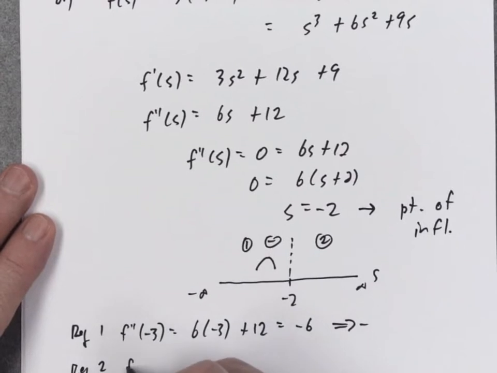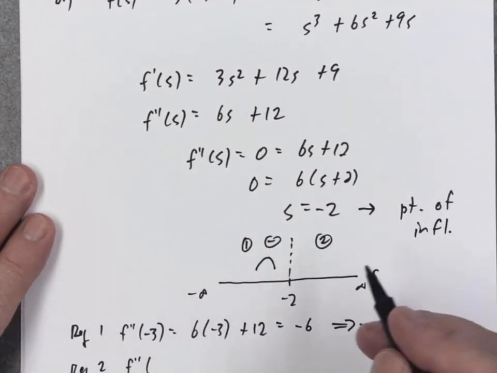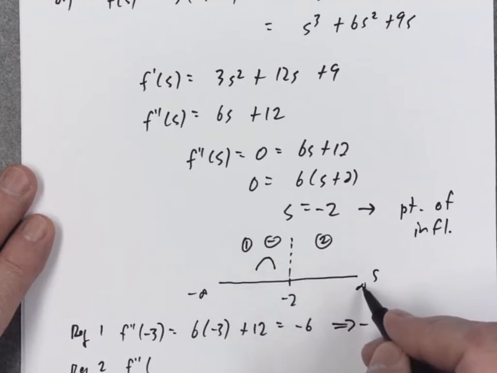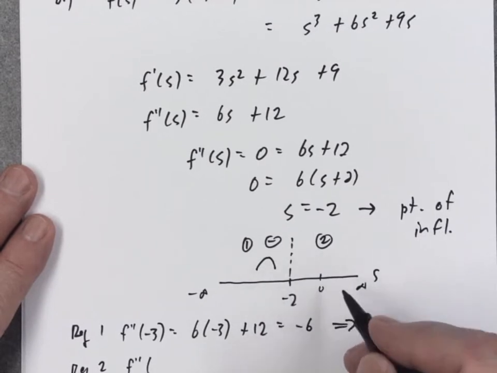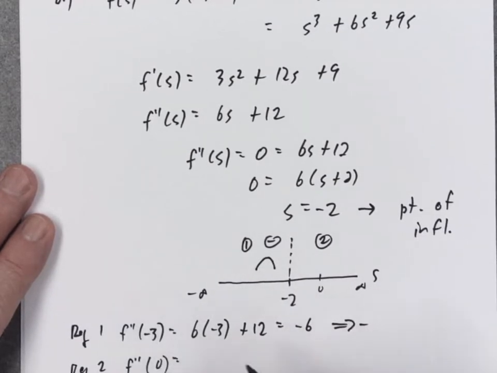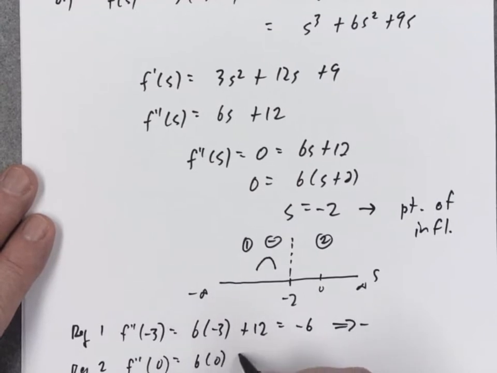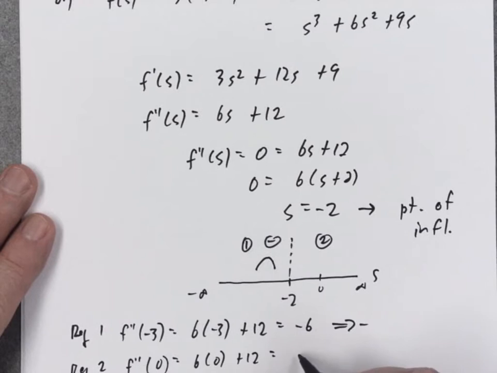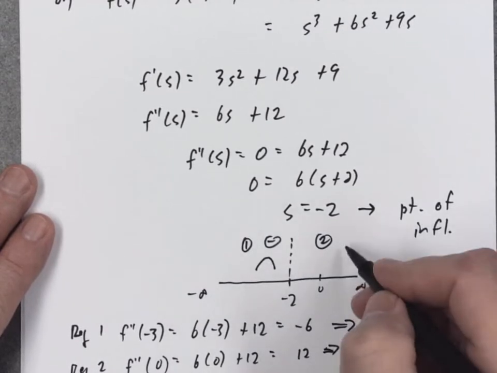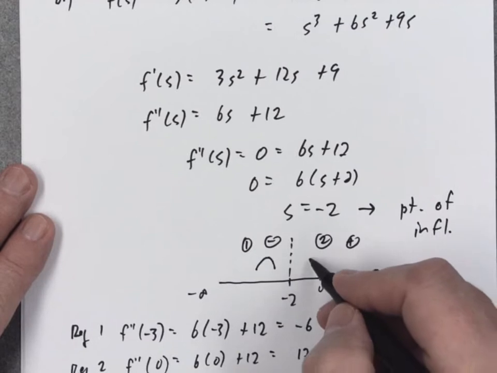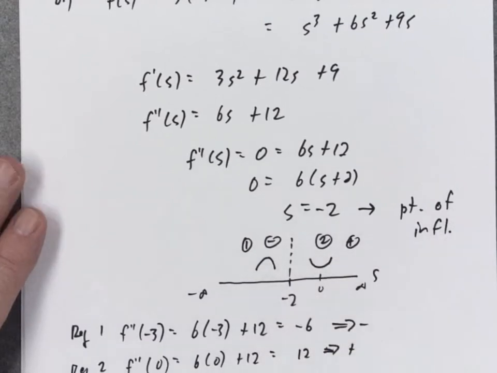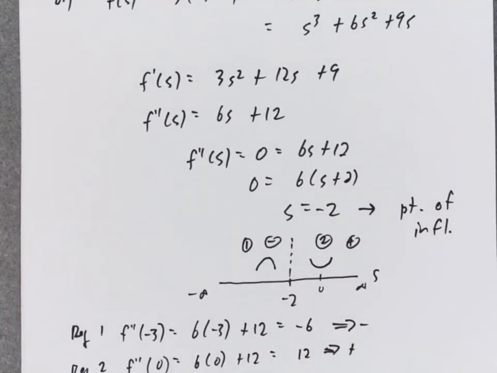For region 2, I choose a value between -2 and infinity. How about 0, right? 0's in here. 0 is always nice and easy. So 6 times 0 plus 12. Region 2 is a positive region. A positive person smiles. It's concave up.